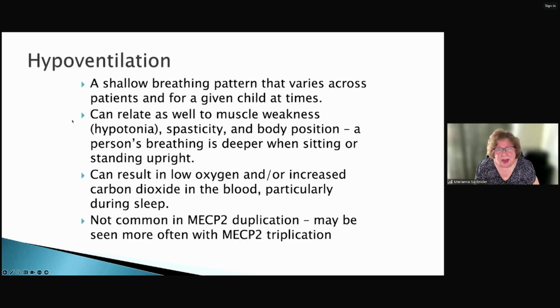Hypoventilation is where a child has a very shallow breathing pattern, and this can also vary across patients and for a given patient. There are a number of factors that can relate to hypoventilation, which can lead to low oxygen or elevated carbon dioxide in the blood, particularly during sleep. All of us relax more when we sleep, so we don't breathe as effectively. But if you add on top of that some muscle weakness like hypotonia or spasticity where the chest wall's more rigid, or body position issues, since a person's breathing is generally deeper when you're sitting up or standing. So hypoventilation is not common in Mecp2, but it can be seen, and more often in Mecp2 triplication.